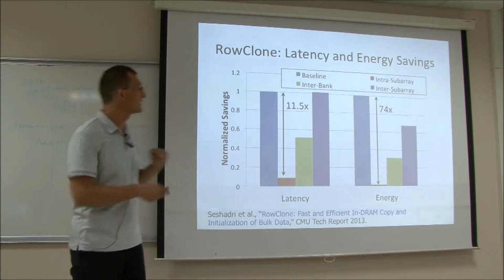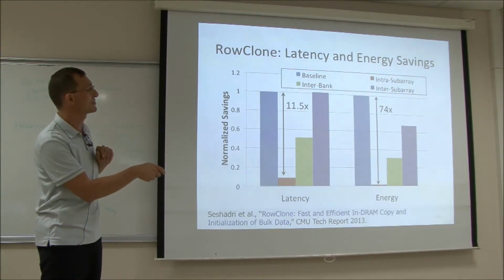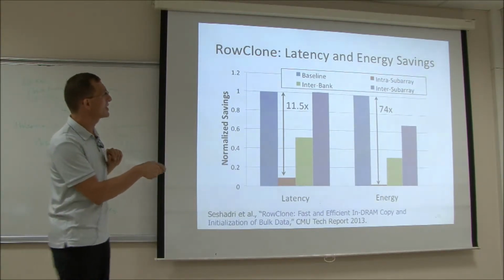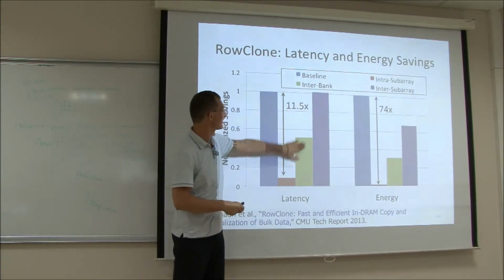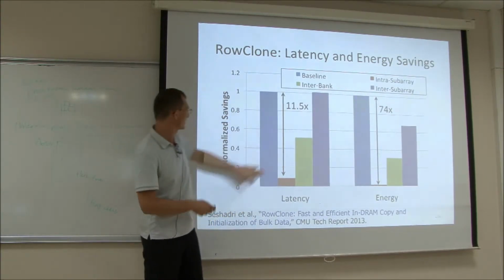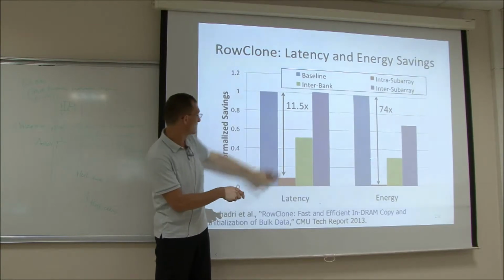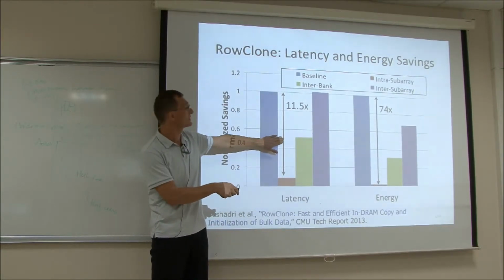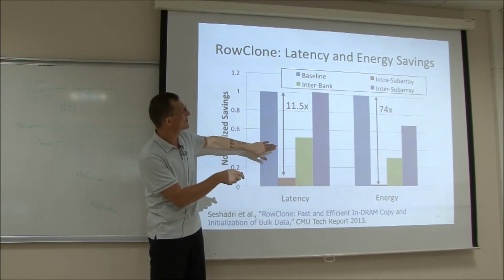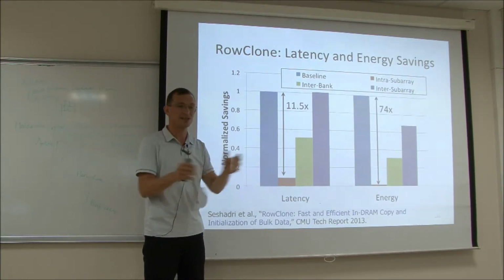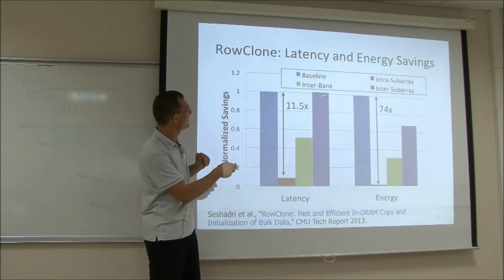It's assuming that, again, you remain within the same subarray. Now, if the copy is between two different banks, the latency reduction is smaller. It's about half. But the energy reduction is still significant. Now, if your source and destination are on the same bank but different subarrays, you actually increase the latency a little bit.